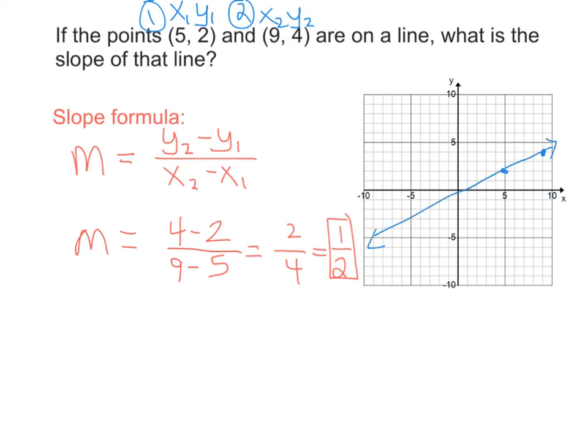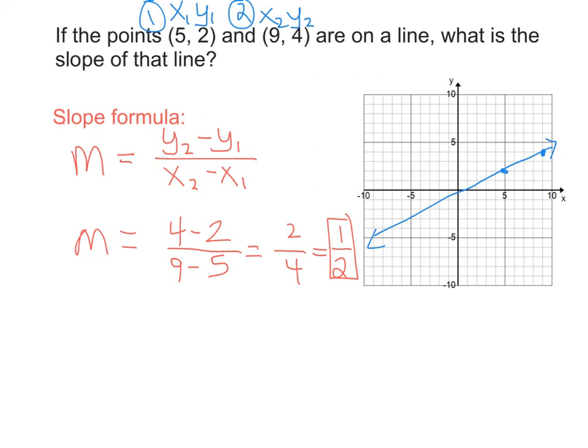Now, does that line follow the slope that we've used? Is it the same slope as we got using the slope formula? Well, if I rise 1, 2, I rise 2, and I run 1, 2, 3, 4, I rise 2, and I run 4. And that is what I got, 2 over 4, which is 1/2. So it makes sense visually here as well as with our formula.